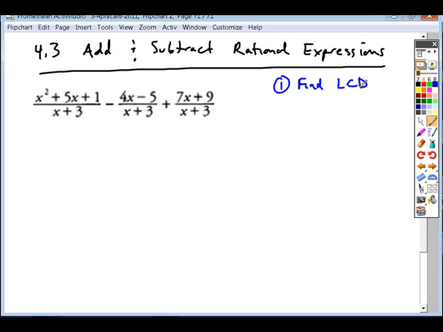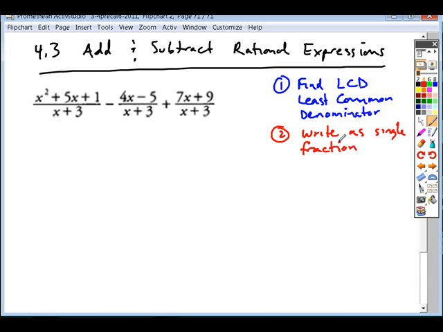So the first thing that you have to do anytime you're adding or subtracting, which I'll just use the word combine to refer to both, is you have to find the LCD. And that refers to least common denominator. Once you find the least common denominator, as in this case, it's already given to you, you're then going to write it as a single fraction.